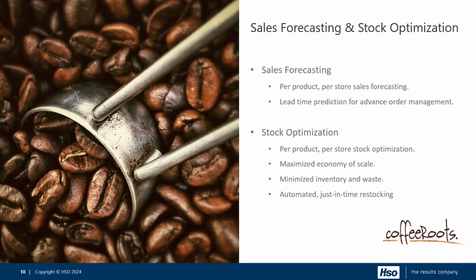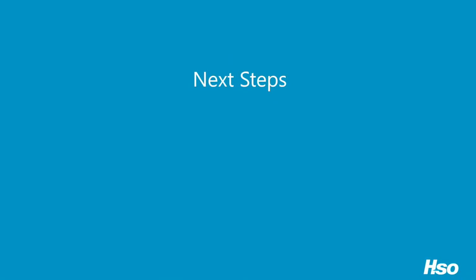Stock optimization is again on a per product and per store basis. They are trying to maximize that economy of scale and minimize inventory and waste, and with HSO, we have built an automated just-in-time restocking system so that they never need to deal with things on a manual basis. Having walked through 3 case studies, I hope that gives you an example of some of the things that are both possible in the world of data and AI, and also how HSO can assist in developing and delivering those solutions.